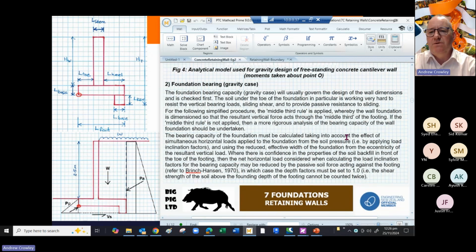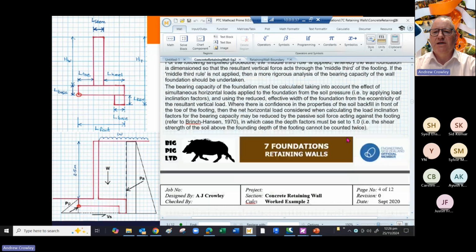Gravity case will usually be the dominant load case, not always, depending on where you are, but we do need to check against the seismic load case. For the simplified procedure, we look at the middle third rule, and it's much easier if you do apply the middle third rule. Otherwise, it's a very complicated analysis. And we've got to take into account the applied horizontal loads and the soil pressures.